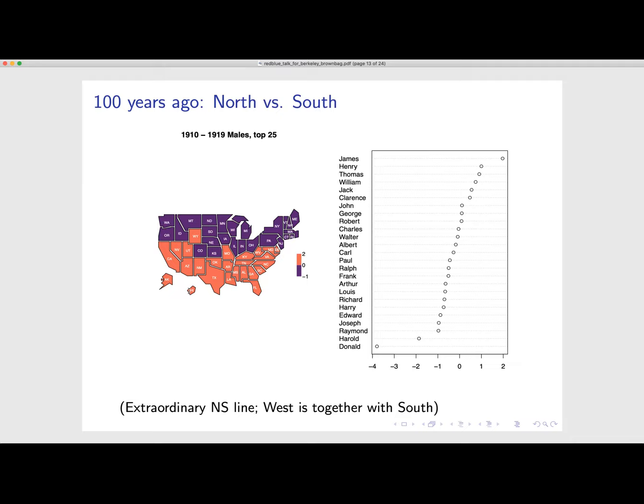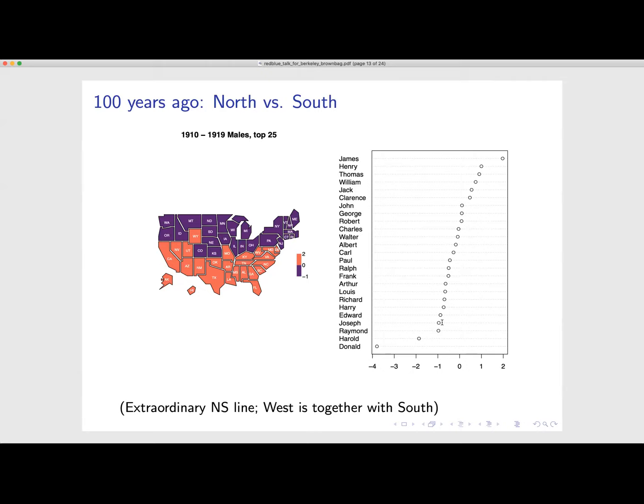Okay, and the names were, well, Jackson, Jack. Orange corresponds to the positive names, and Donald, Harold, Raymond, Joseph, Edward were the Jeremys and Matthews of their day.